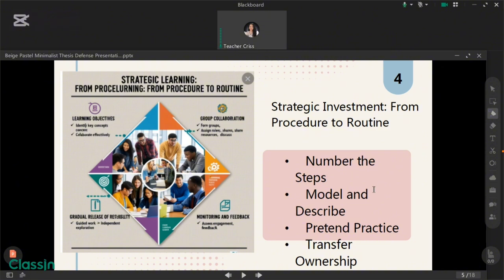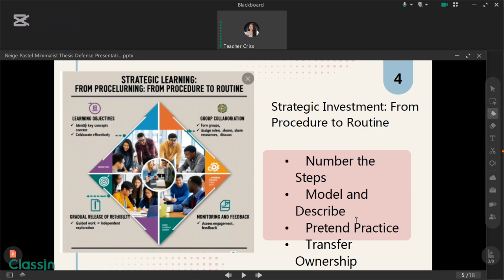Next one is number three, pretend and practice. Before asking students to execute a procedure on their own, we need to provide pretend practice. After numbering it, modeling and describing it, we also have to have a sample and a practice, so that they can have the application and easily memorize it as well.